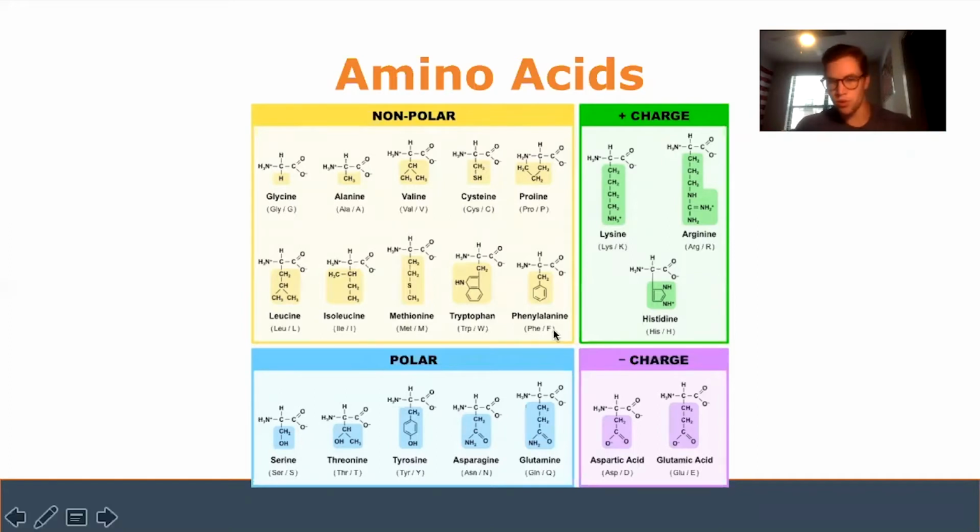But there's non-polar, polar amino acids, and then the charged ones over here. So these ones have a negative charge: aspartic acid or aspartate, and glutamic acid or glutamate. Positive is going to be lysine, arginine, histidine. And then all these are non-polar because they don't have any polar groups in their respective side chains.